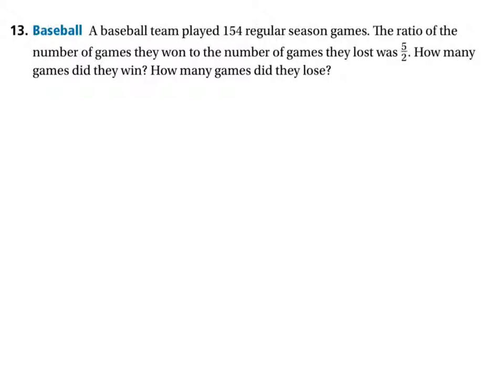Well, we need to set up some ratio of winning games to losing games that will simplify to 5/2. So if something simplifies to 5/2, it means you divide it by the same amount top and bottom. So we're going to say, okay, that was like 5x over 2x, and whatever those numbers were, we divided top and bottom by x.